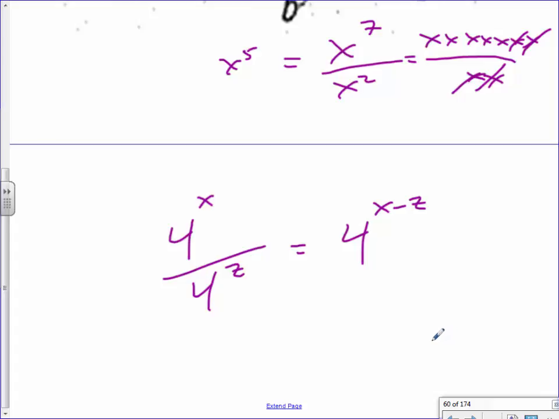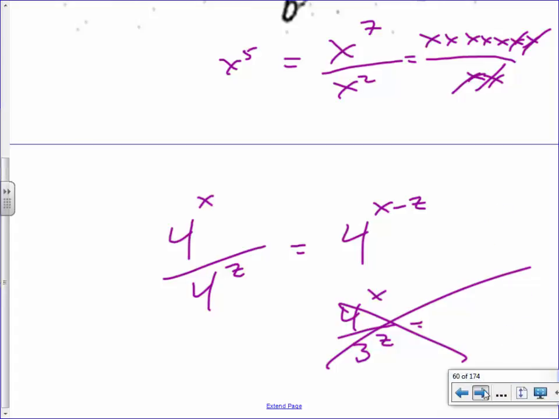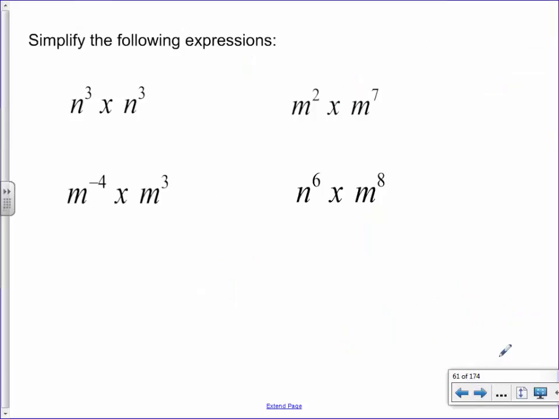That makes sense? What if I gave you 4 to the power of x divided by 3 to the power of z? Does that same rule apply? No, it does not. You have to have the same base. So if you don't have the same base, it's no good. But if you do have the same base, subtract the exponents if you divide. Adding means multiply.